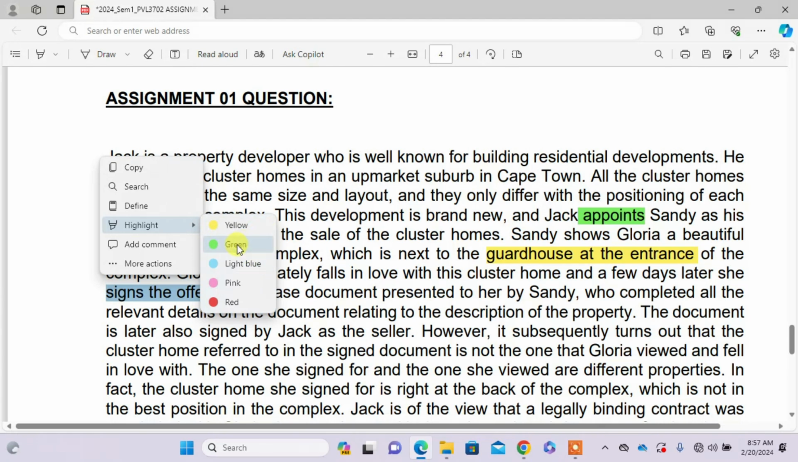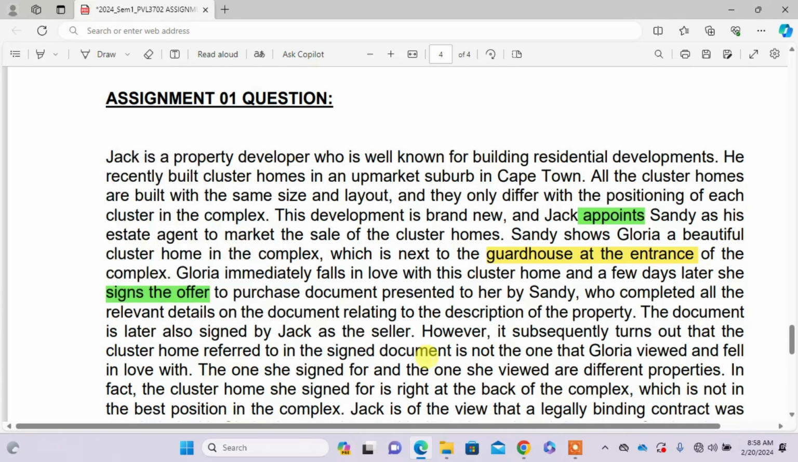Let's give it a green light. So she signs. She was given a green, she's given an obligation now. And no problem: "Oh, I'm loving that house, which is next to the guardhouse. Yo, I'm loving it. So let me sign the offer."